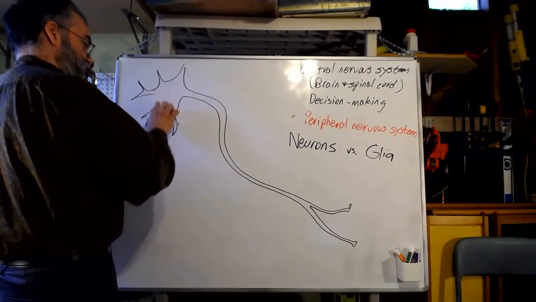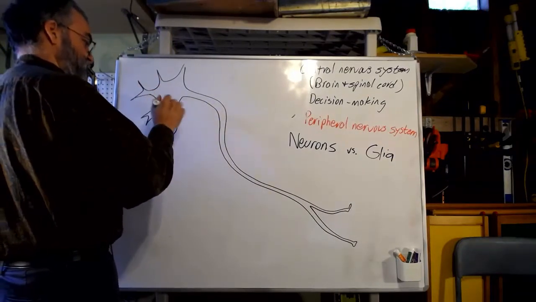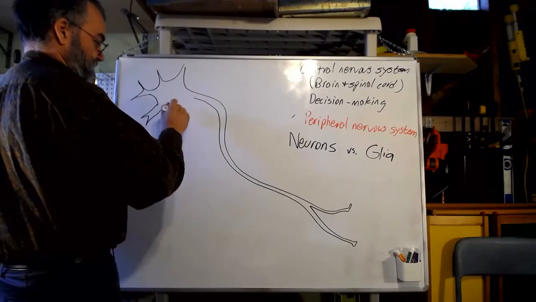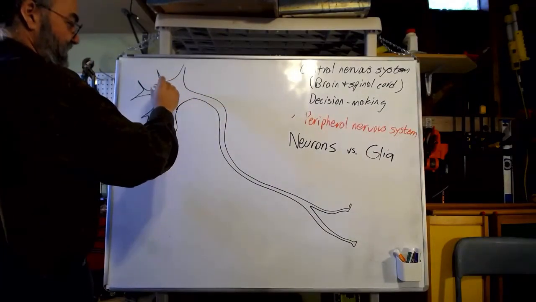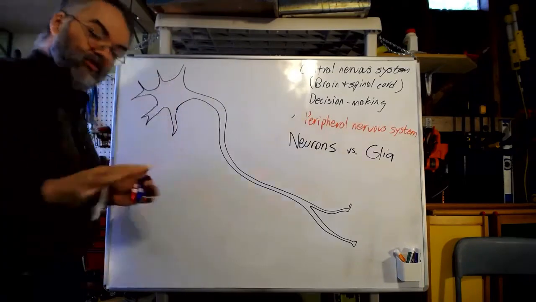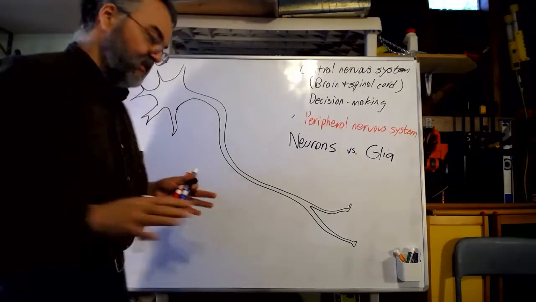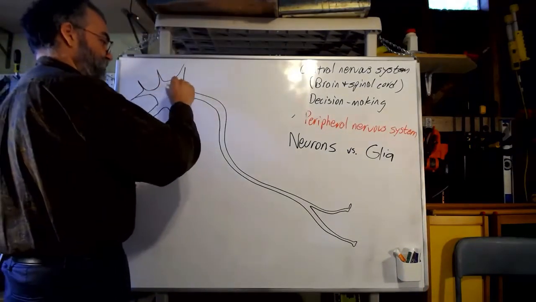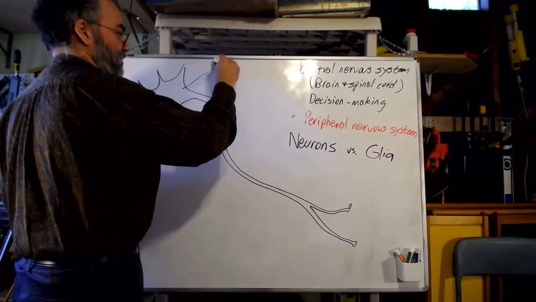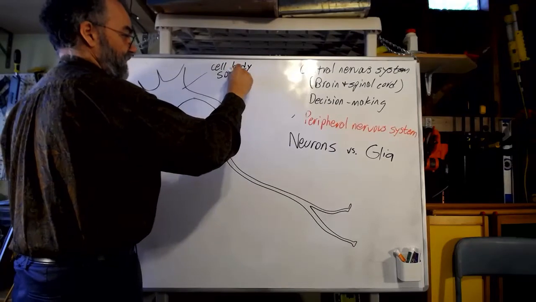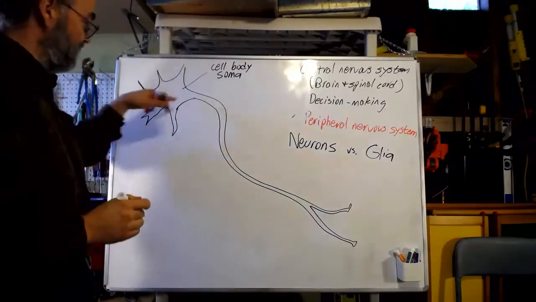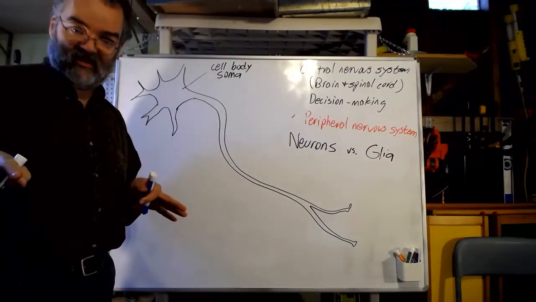Let me change this just a little bit, make it look prettier for me. Okay. We have one area here that contains the nucleus and most of the organelles of the cell. The name for this thing over here might be cell body or soma. Either of those terms is acceptable. This is where you find the nucleus and most of the organelles, things like mitochondria.